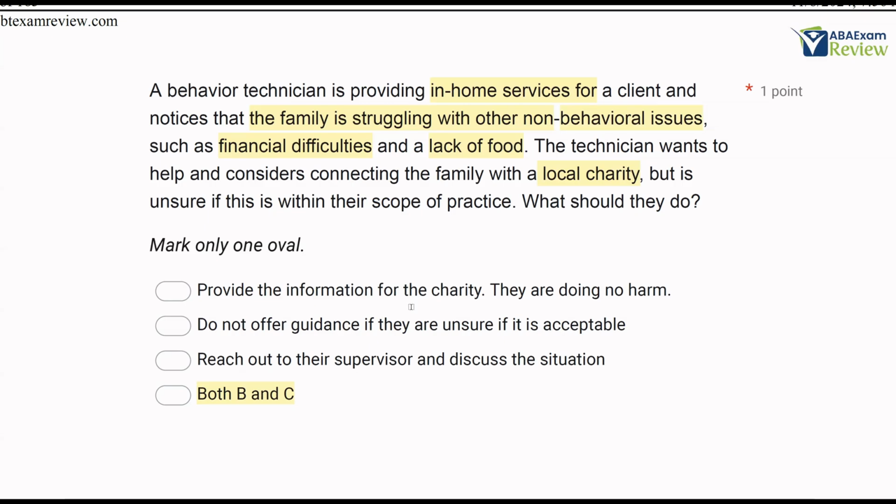Also, we have to keep in mind, this technician assumes they're struggling, but some people might see that as insulting if we're giving them contact to a local charity, right? You've also got to think about it from their point of view. Everything is done with good intentions, but we've got to be smart and we've got to think about all sides before we act. And especially as a technician, always talk to your supervisor first.